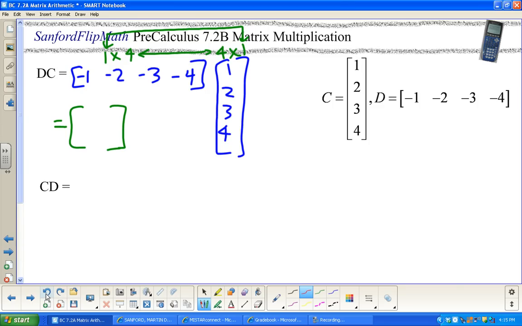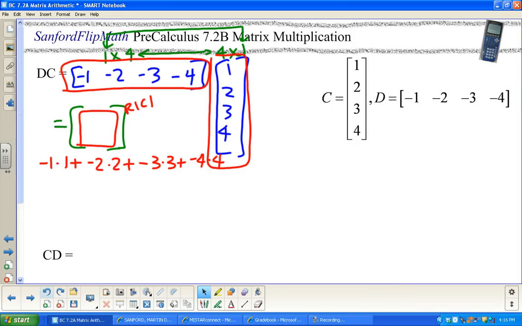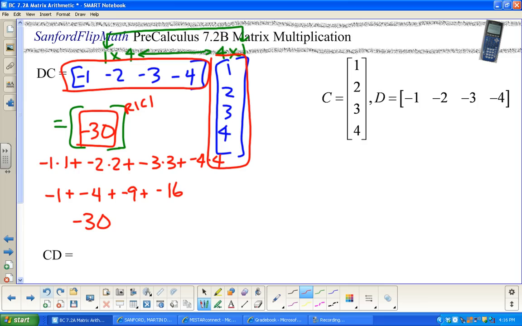Okay, and so the idea is to do the row 1, column 1 entry, the only entry. I need row 1 and column 1. Now I'm going to do the same thing. I'm going to be multiplying and adding all the way across. Okay? So negative 1 times 1 plus negative 2 times 2 plus. So this is, let me just kind of move that guy down. Okay? All right, here we are. Negative 1. So negative 25, negative 30. And we're done. Okay, so that was it for that.